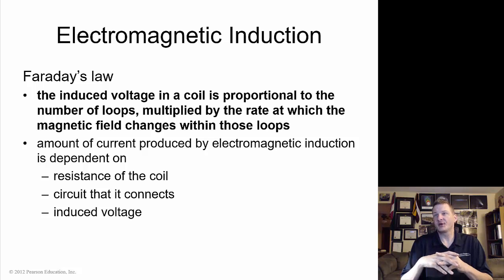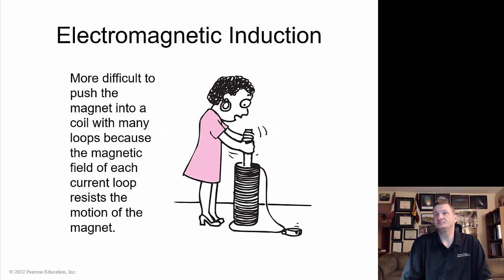And so the amount of current produced by electromagnetic induction is dependent on, again, the resistance of the coil, the circuit that it connects, and the induced voltage in the coil. So it is more difficult to push a magnet into a coil with many loops, because the magnetic field of each current loop resists the motion of that magnet.